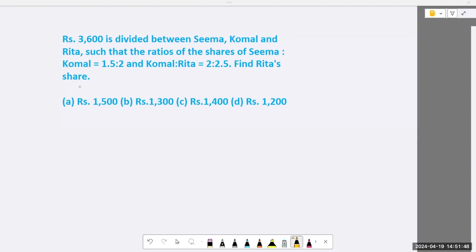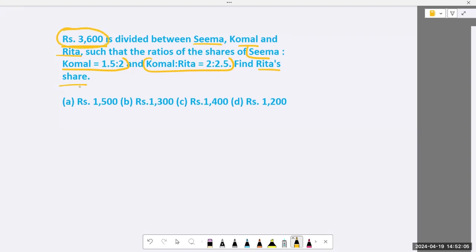Now the next question says that rupees 3,600 is divided between Seema, Komal and Rita such that the ratio of the shares of Seema and Komal is 1.5 to 2, and that of Komal to Rita is 2 to 2.5. Now they are asking to find Rita's share.